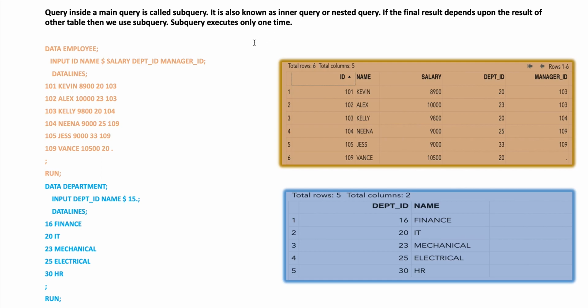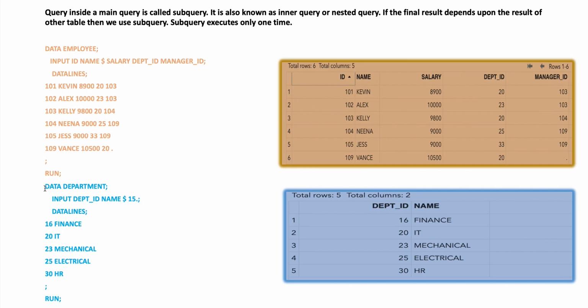To explain this question, we have 3 sets of code. The first 2 sets of code create datasets. Here the first set creates a dataset named employee. It has 5 variables and 6 records. When we run the first set of code, we will get the result as shown on the right side of the table. The first table represents its result. It has 5 variables and 6 records, where the variable names are ID, name, salary, department ID, manager ID.